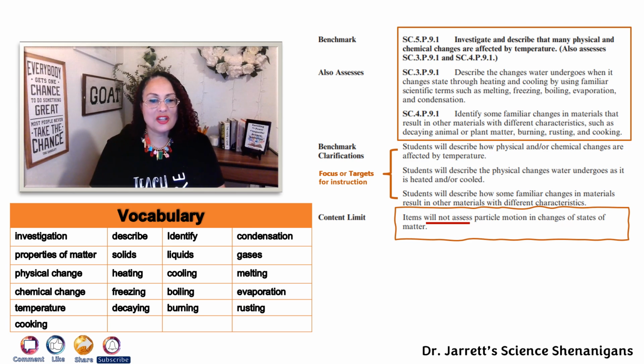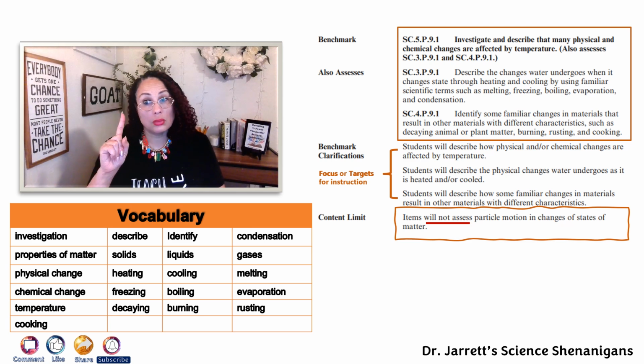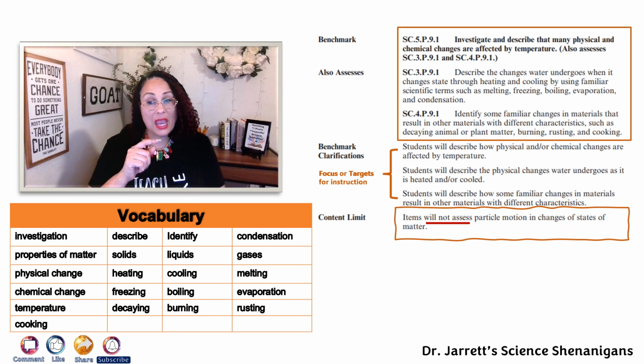I hope you have enjoyed this. Oh, no more particles. Remember, we talked about that with 5P8.1. We're not doing particles, so we shouldn't be having conversations about particles and motion when things change state. Don't add that to what you already have to teach them. They'll learn that in high school, I promise you. Middle school. They'll learn it in middle school.